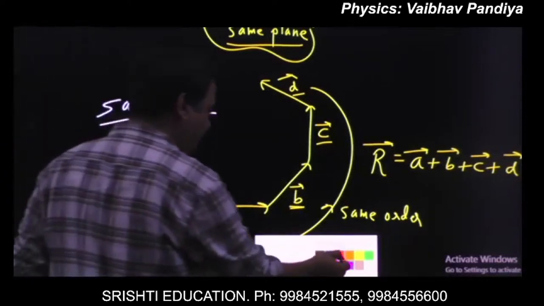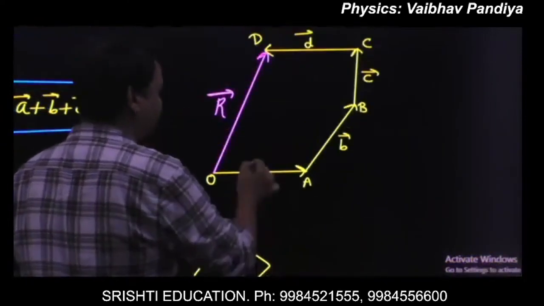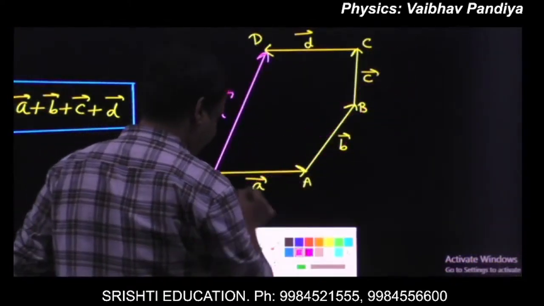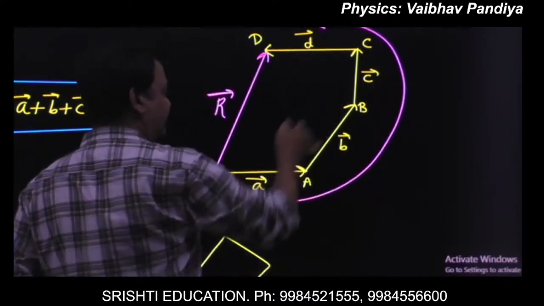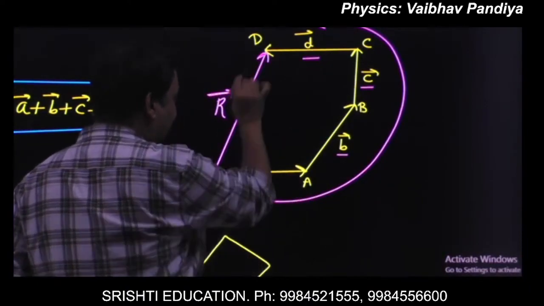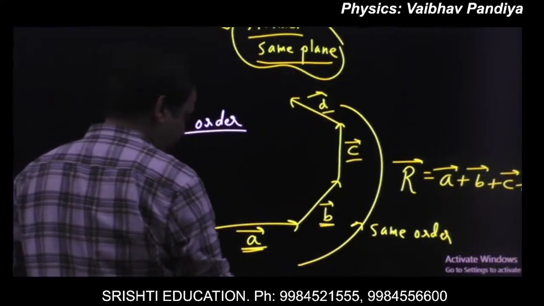So the resultant will be given by the closing side of the polygon, but see, in which order? Here you are going like this. This is the same order. We are going like this. This is the same order. A, B, C, and D are in the same order. These are the vectors to be added. But the resultant is in the opposite order. Resultant is in the opposite order.